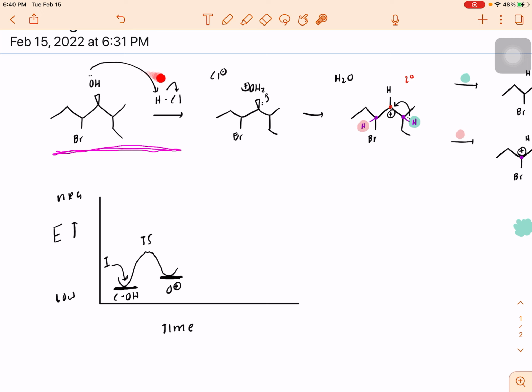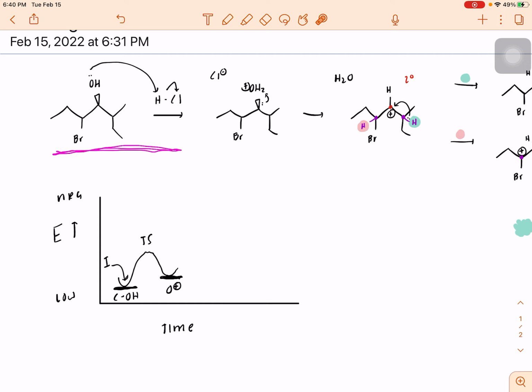So in this first step of the reaction, the oxygen is forming a bond with hydrogen, and our hydrogen-chlorine bond is breaking. So it's really good to recognize what's forming and what's breaking, because that also helps us identify how to put all that stuff into our energy diagram.